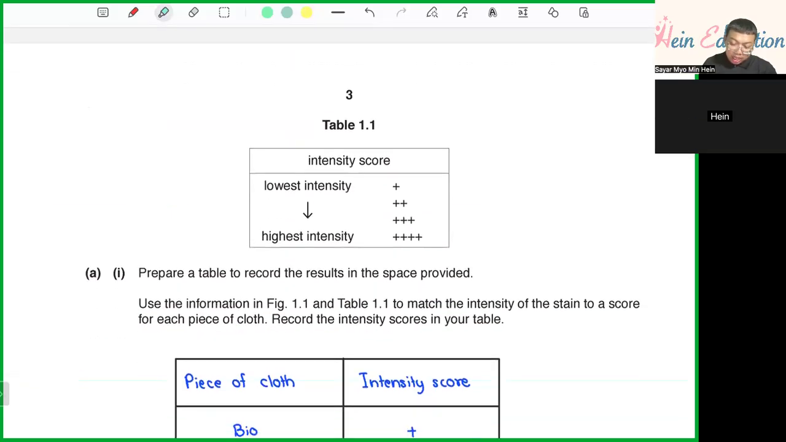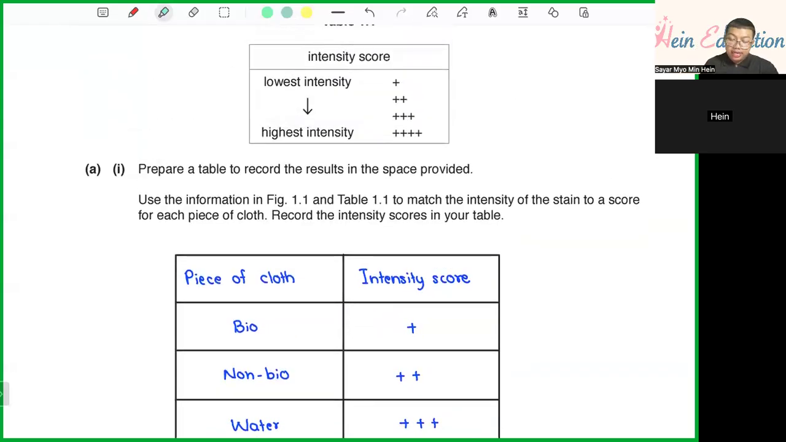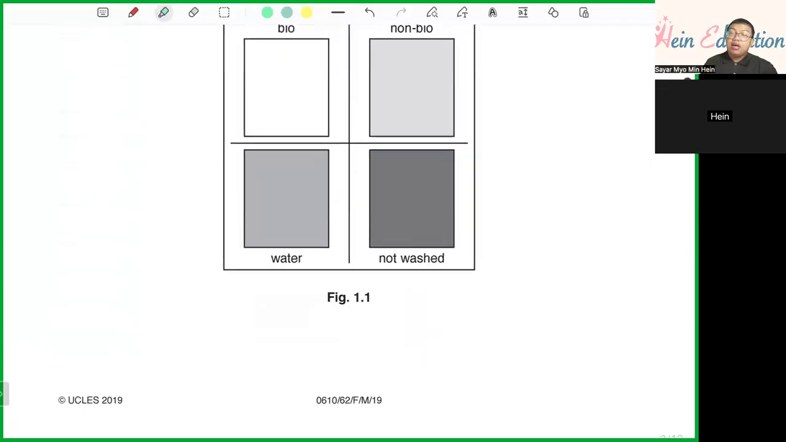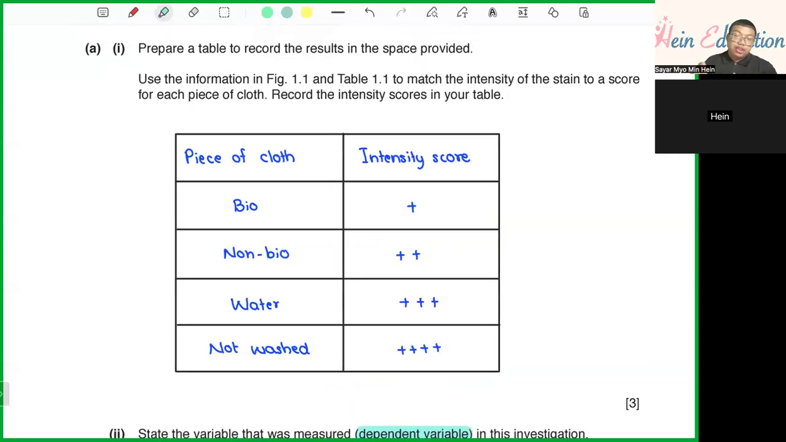And for the first question, they ask you to prepare a table to record the results in the space provided. So this is a table. We have two columns and 5 rows. So we have piece of cloth and intensity score: bio 1+, non-bio 2+, and water, not washed. And then you go according to the intensity score provided, by just looking at the intensity of the result provided there. So this will be the first question. I would like to suggest you have a plan before making the actual table that you want to use, so that you will not mess up, or it will not be a dirty piece of paper, right?